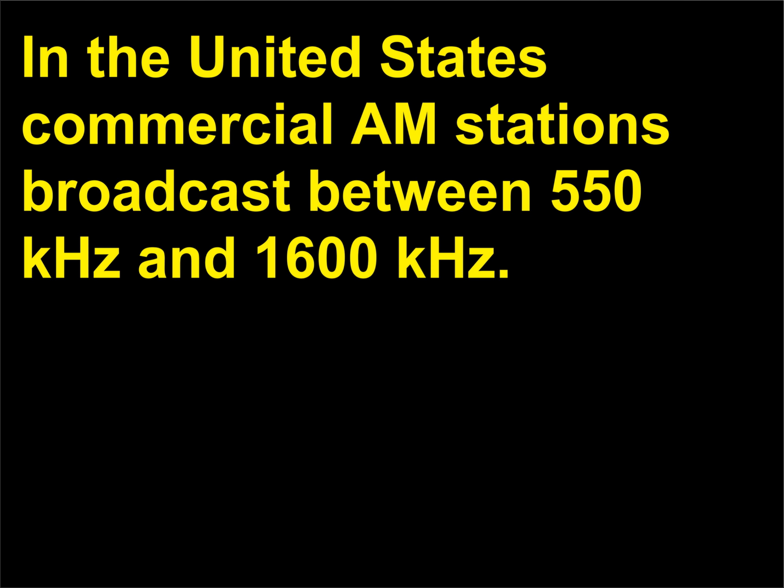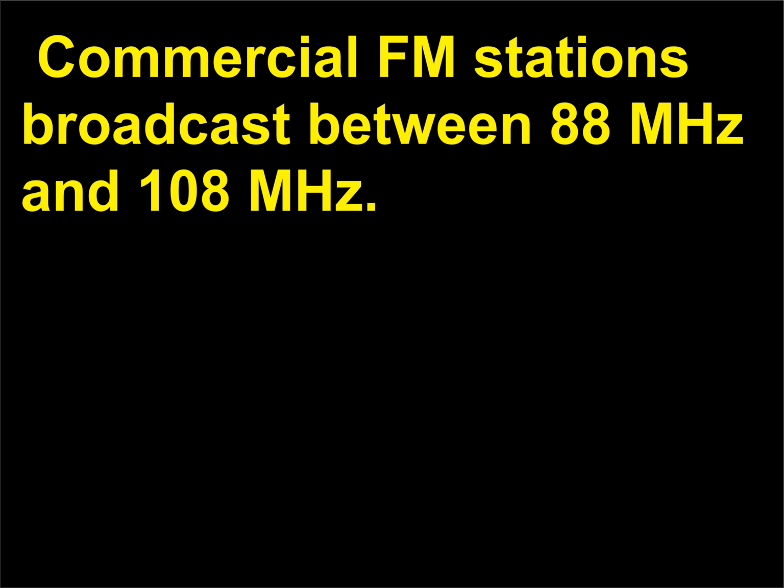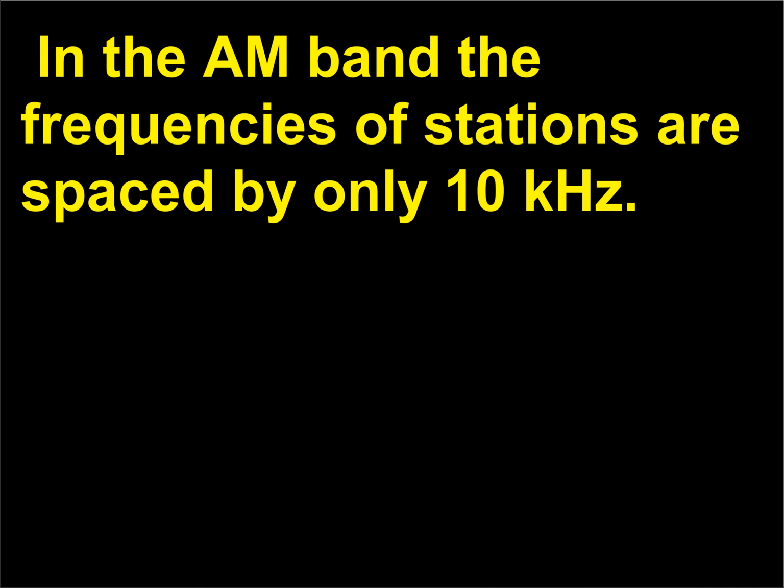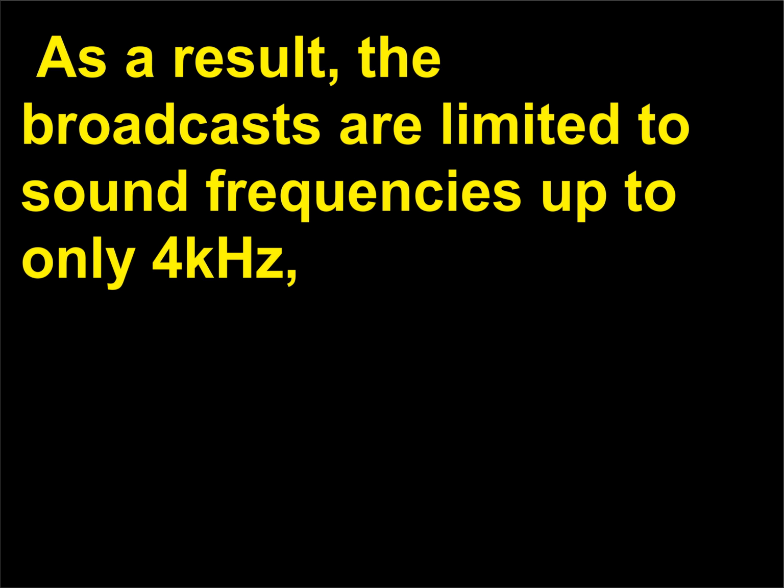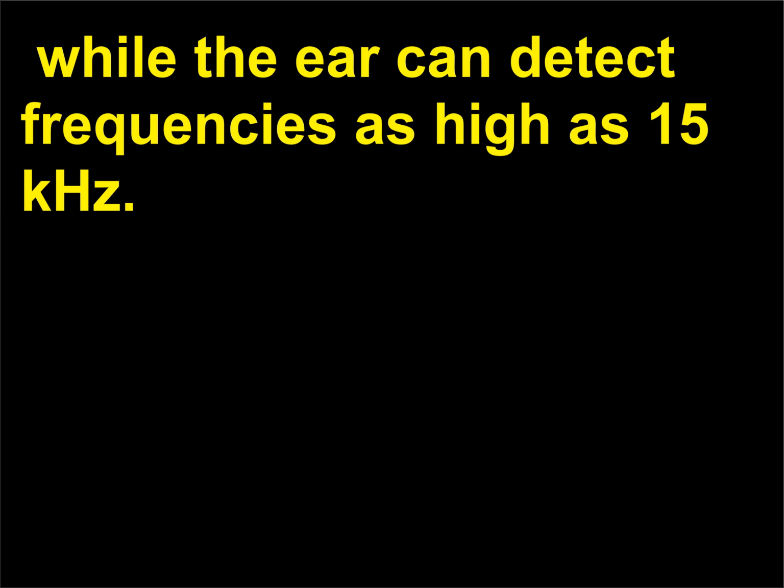In the United States, commercial AM stations broadcast between 550 kHz and 1600 kHz. Commercial FM stations broadcast between 88 MHz and 108 MHz. In the AM band, the frequencies of stations are spaced by only 10 kHz. As a result, the broadcasts are limited to sound frequencies up to only 4 kHz, while the ear can detect frequencies as high as 15 kHz.